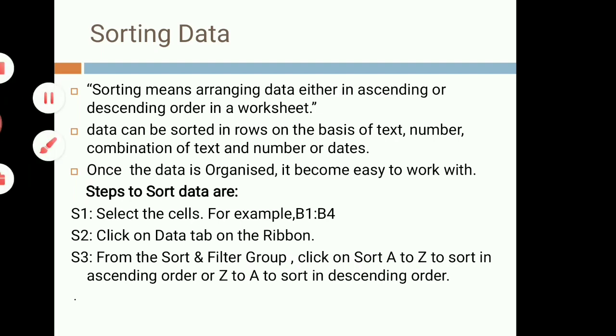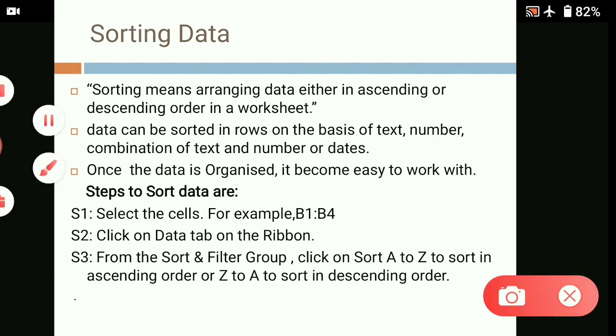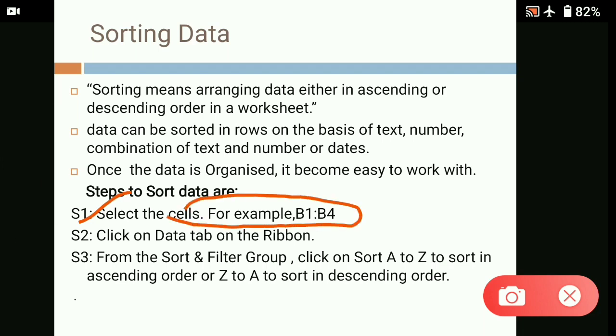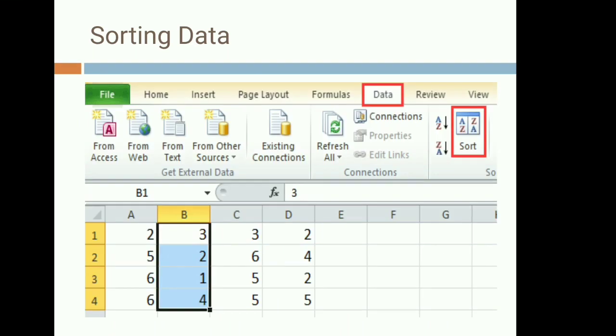We have to follow these steps. Firstly, we have to select the cell. For example, I am taking B1 to B4. Then you have to click on the data tab on the ribbon. Then from the sort and filter group, click on sort A to Z. As I already told you, A to Z means ascending order, and Z to A means descending order. I will show you these steps with the help of an example.